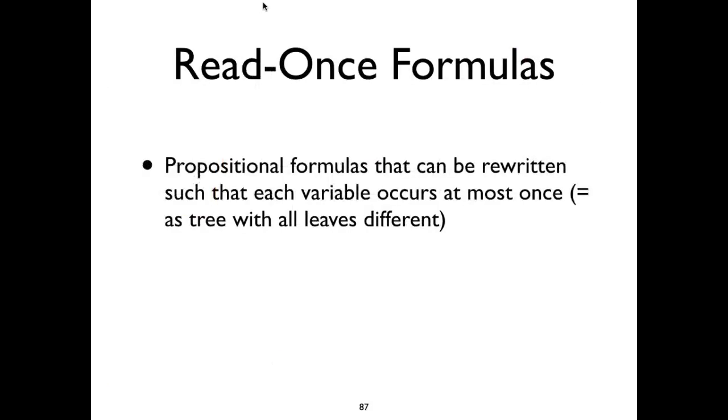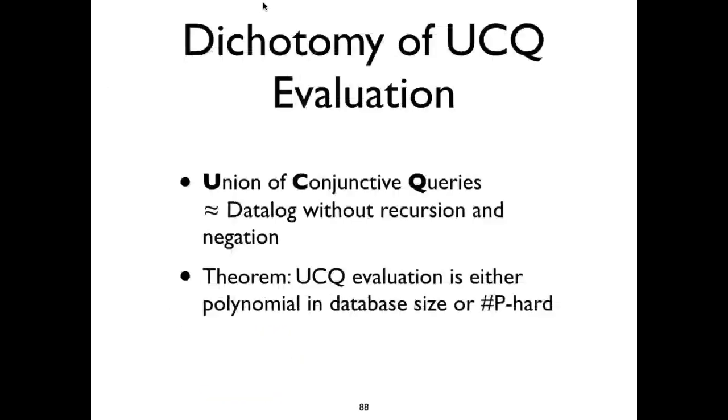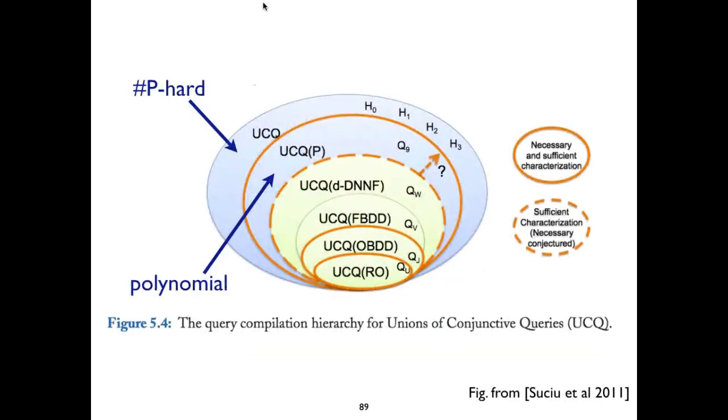It's just an indication. People like Dan Suciu have done seminal work on analyzing the complexity, showing this big property that if you have a union of queries, it's either polynomial in the database size or hash-complete in a sense. Most of the problems that you'll get are actually in this region of the search space.